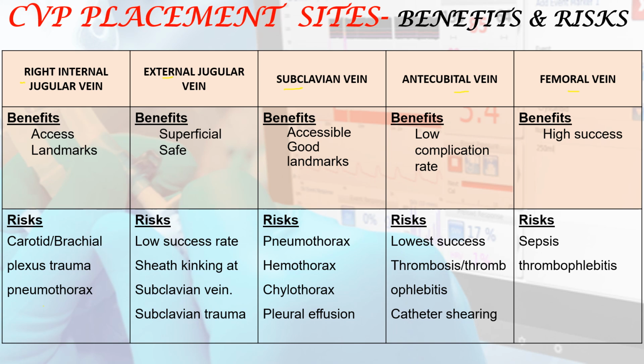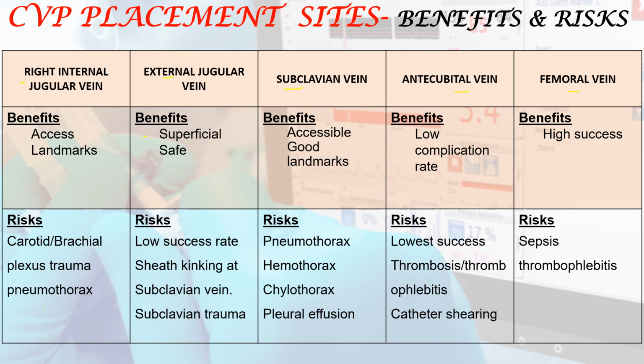It is a superficial and safe site for inserting the central venous line. Then risks are a low success rate, sheath kinking is possible at the subclavian vein, and subclavian trauma chances are there. Then third is the subclavian vein. It is an accessible and good landmark. The risks associated with the subclavian vein are pneumothorax, hemothorax, chylothorax and pleural effusion.